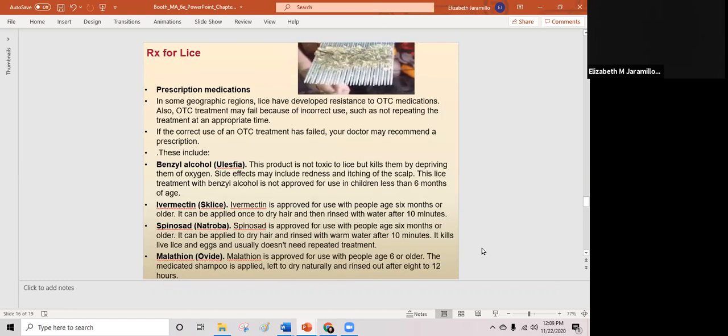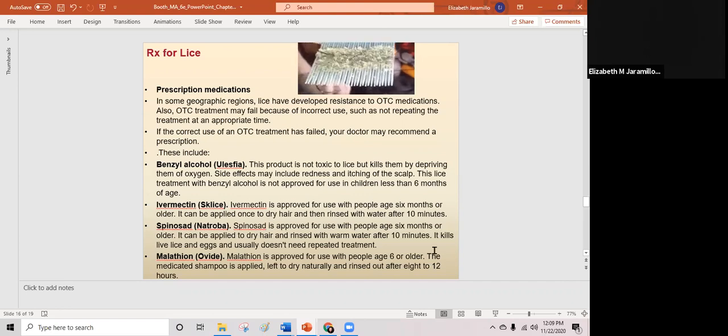Prescription medications: in some geographical regions, lice have developed a resistance to the over-the-counter treatments. Also, the over-the-counter treatment may fail because of incorrect use, such as not repeating the treatment at an appropriate time. If the correct use of over-the-counter treatment has failed, your doctor may recommend a prescription.